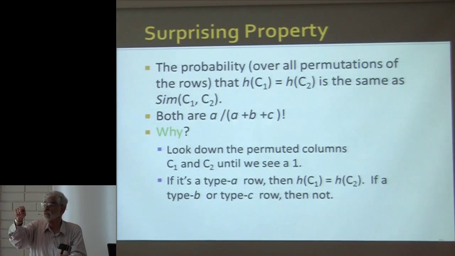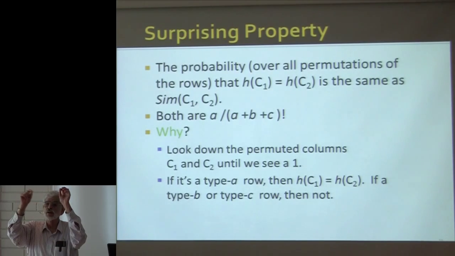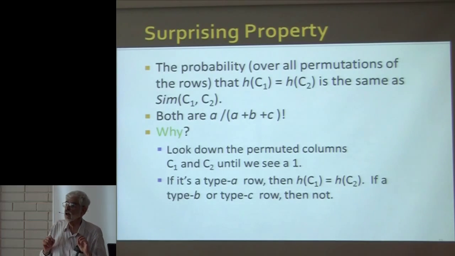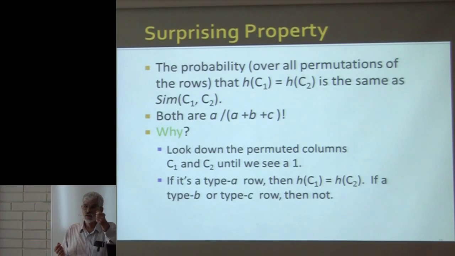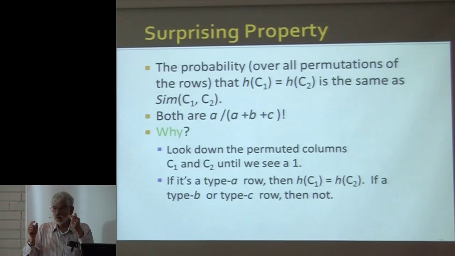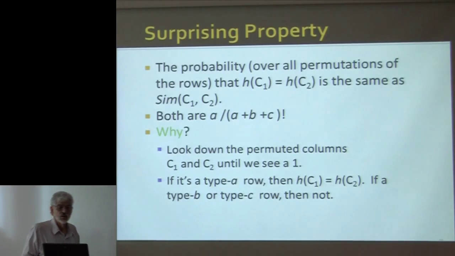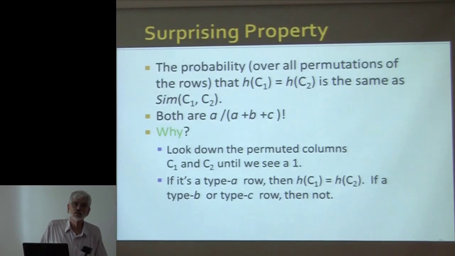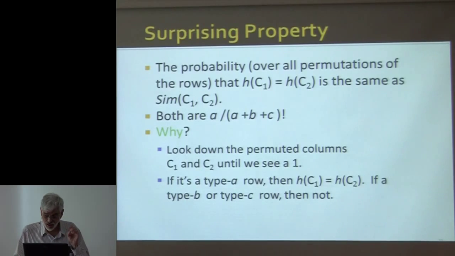That's the important thing. So what are the chances that when I first see a 1, I see 1 in both columns? That's A, the number of times that you have a 1 1 situation, divided by A plus B plus C, which is the number of times that you'll have at least one 1. So think about it. This is important and worth thinking about.